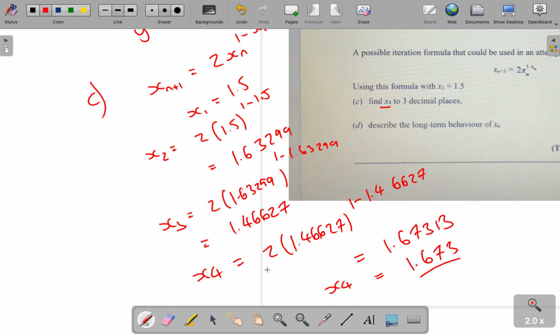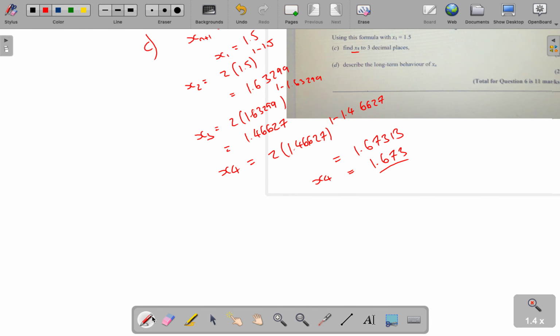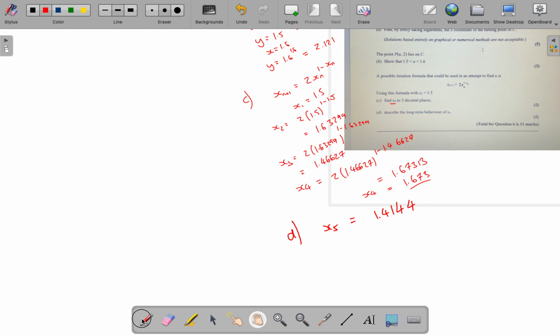And then part D looks at the long-term behaviour of x_n. If you're not sure here, then do continue and just keep plugging in values and seeing what you're getting. So x5, if you plug it in, I've done this one already, gives you an example of 1.4144.